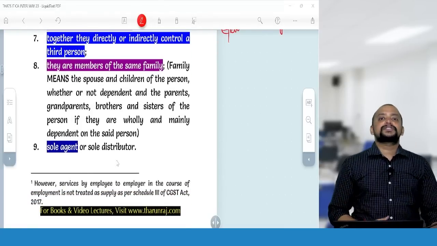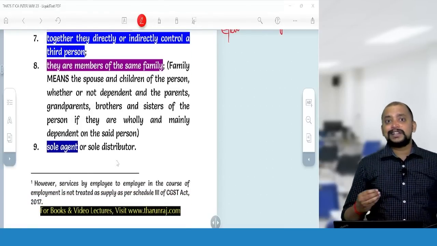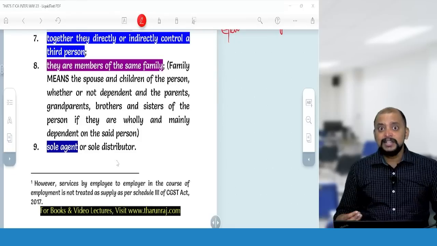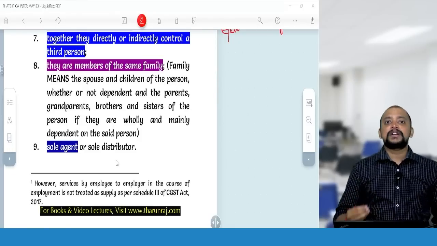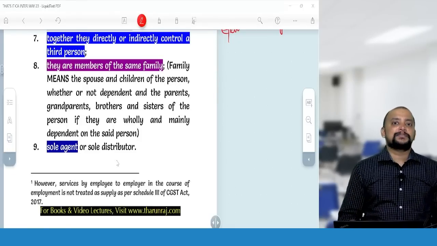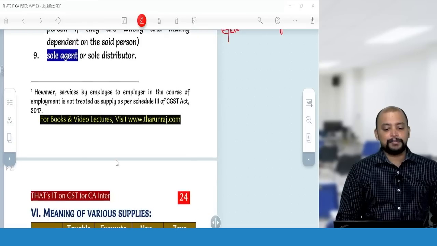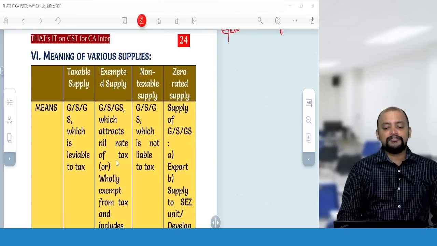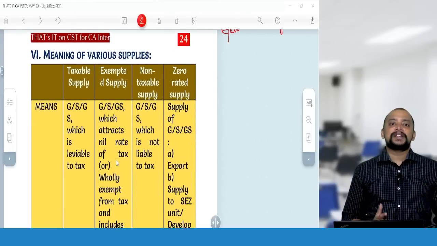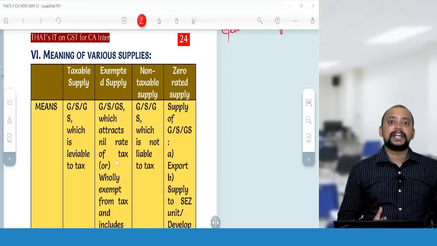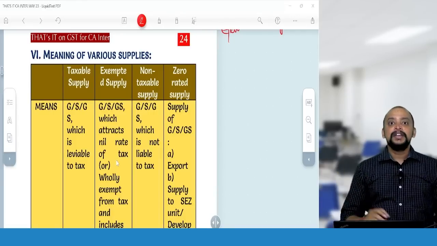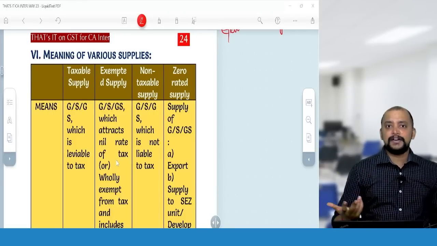What is the consequence of related definition? So whenever there are transactions between related parties, even though without consideration, that will become supply, and import of service from related person will also become supply. Then meaning of various supplies. We have total 4 supplies: taxable supply, exempted supply, non-taxable supply, and zero rated supply. So what is zero rated supply? Already we have completed the discussion.